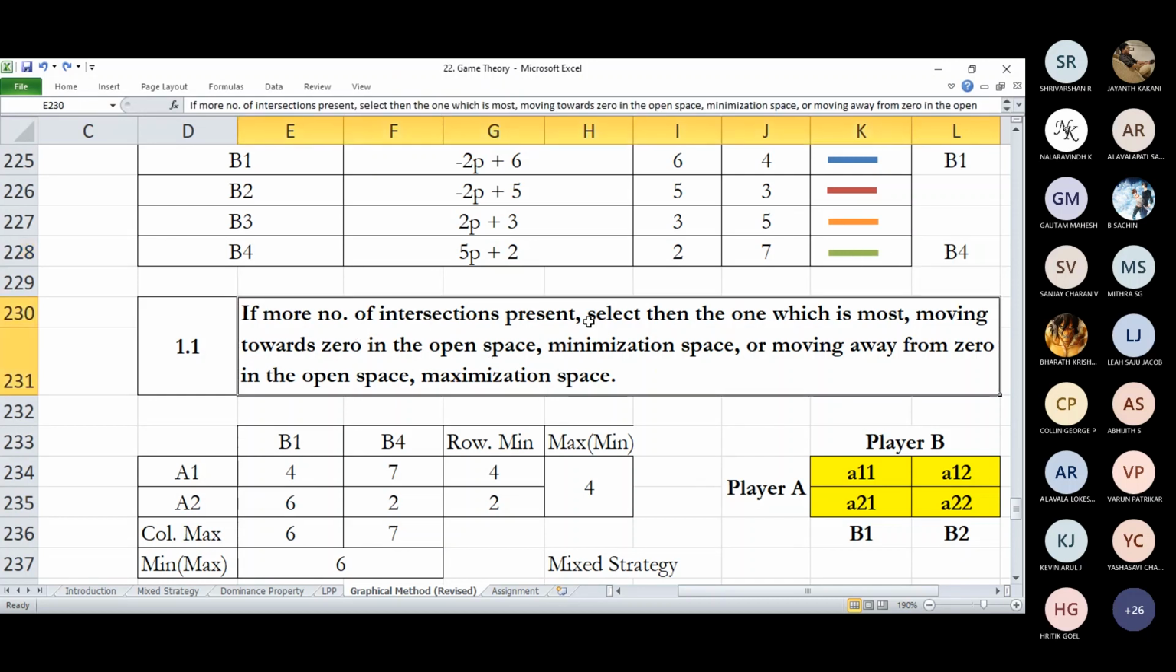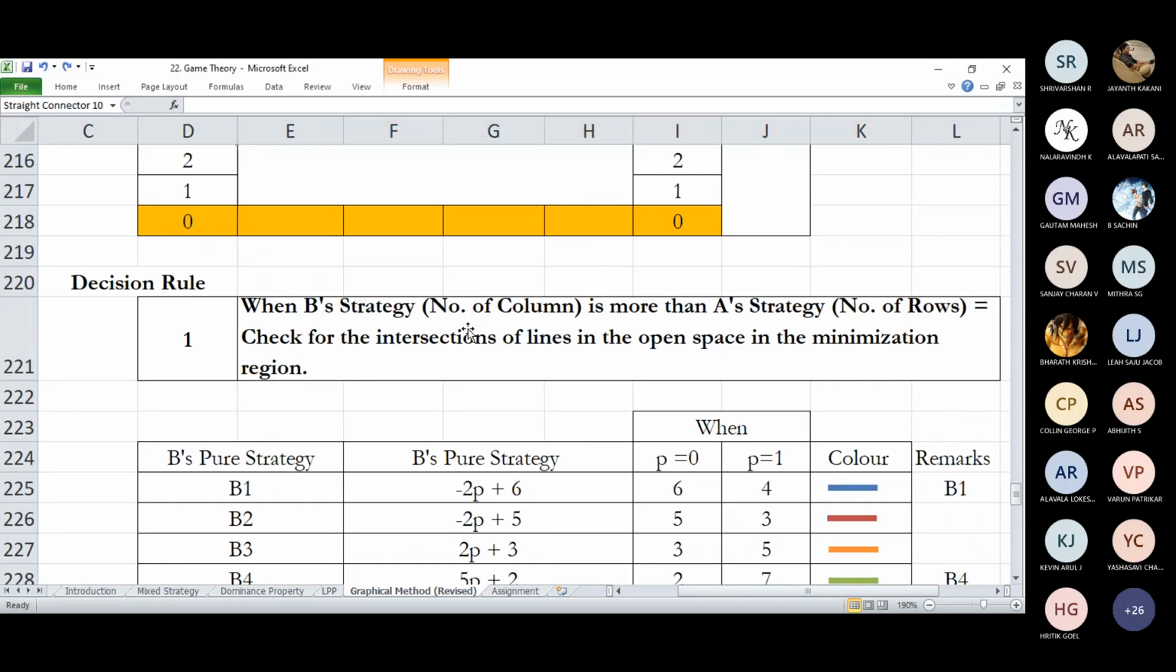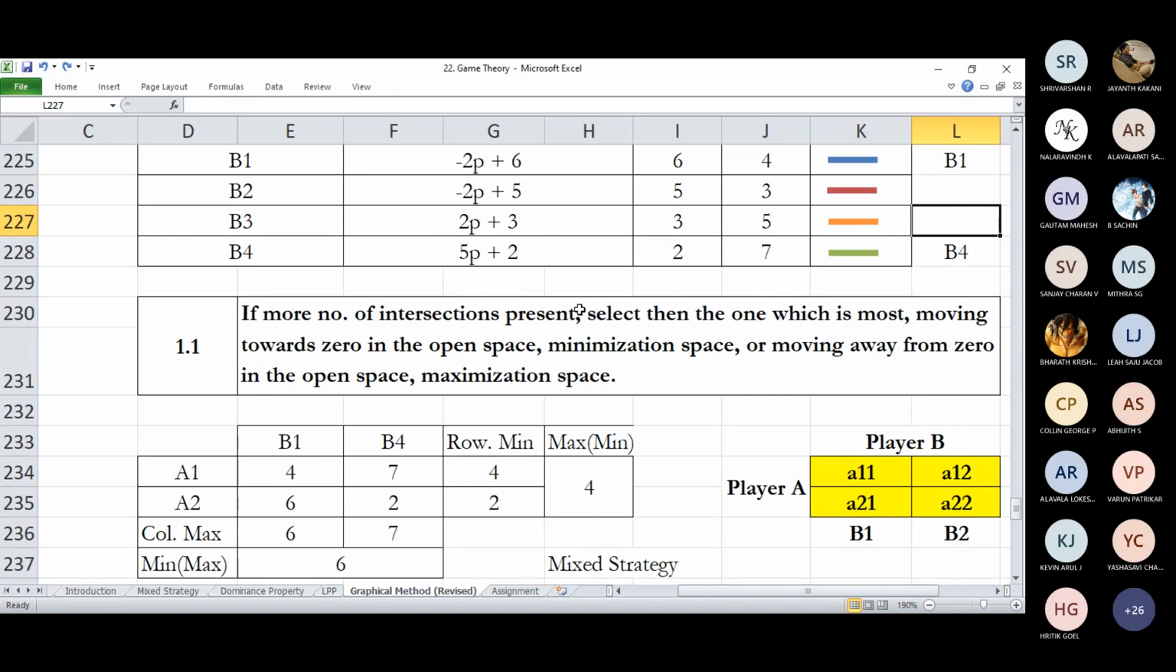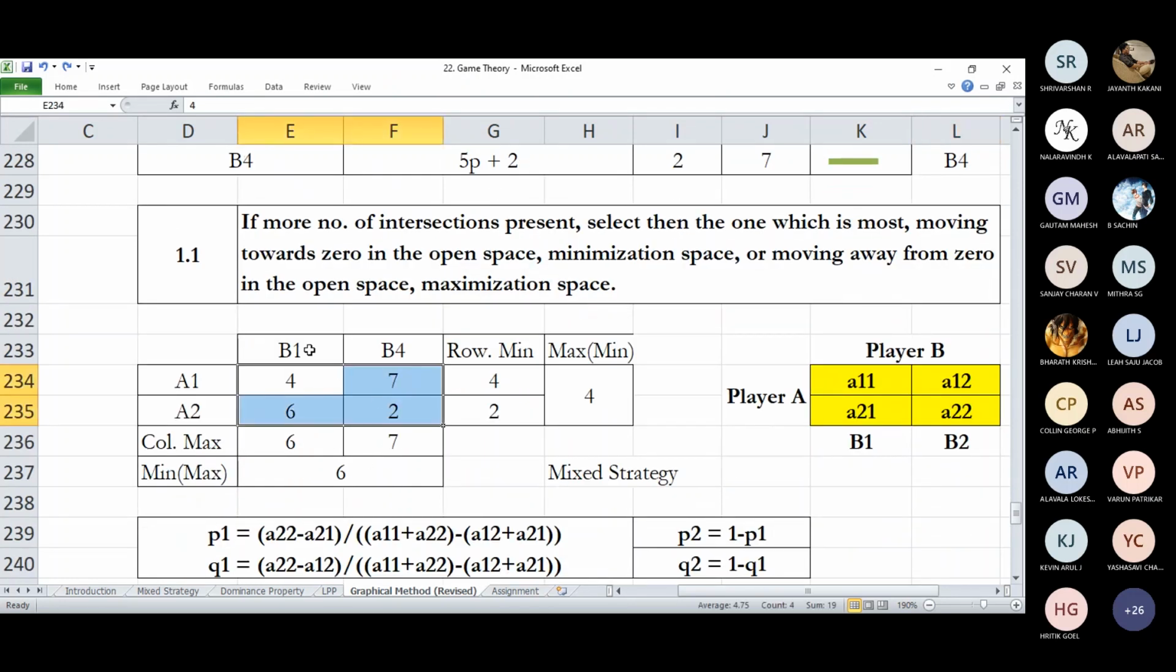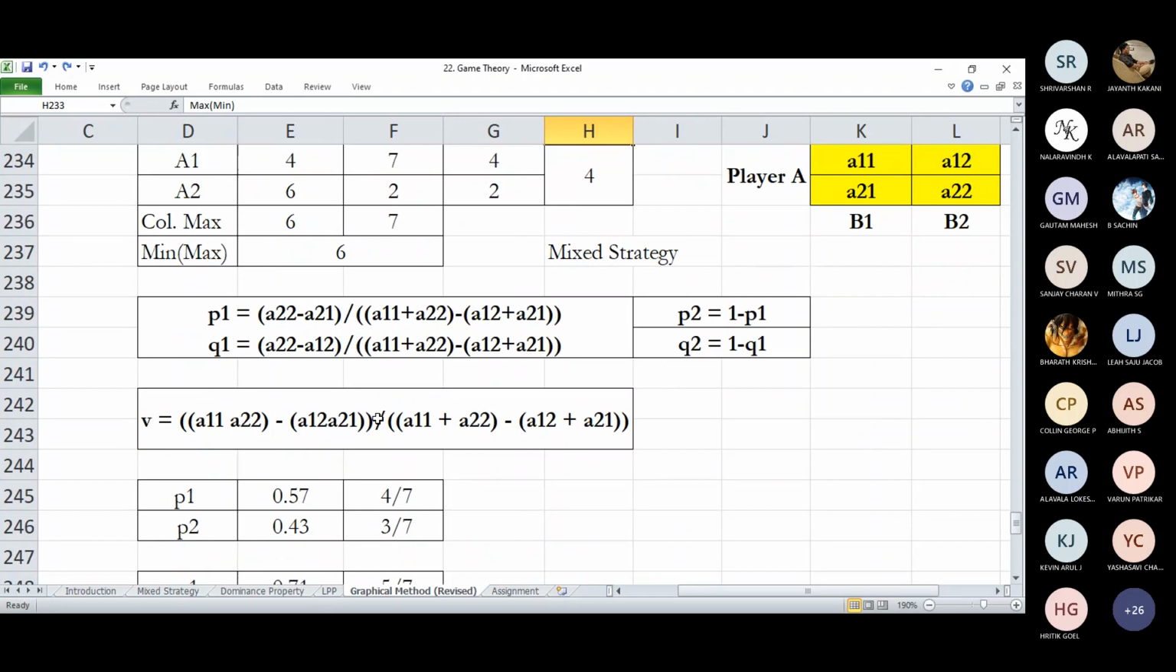If more number of intersections are present, then we need to take the one that is moving away from zero. That is this, the maximum point. So we have just considered that B1 and B4, right? So this will be our strategy. So A1 and A2 is constant, just two strategies, but B1 and B4, and the remaining strategies are zero, like B2 and B3 are zero, right? So then we can perform this row minima, column maxima and minimax approach to find out the value of the game, right?